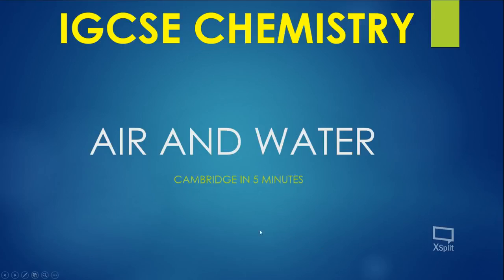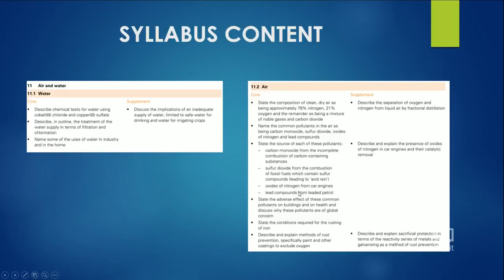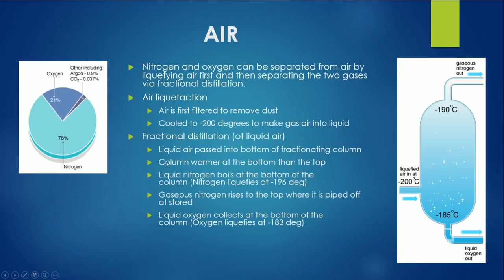Today we're going to be going through the topic of air and water, and so these are the relevant topics that we'll be going through. So have a quick read and we'll begin the video. So air is composed of nitrogen being 78% and oxygen being 21%. The other percentage is comprised of argon and other noble gases along with carbon dioxide.